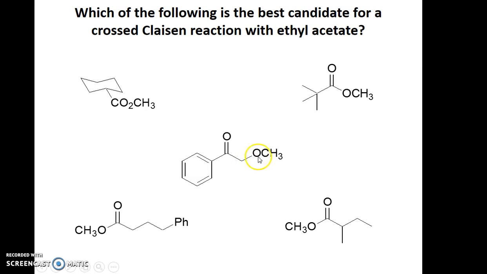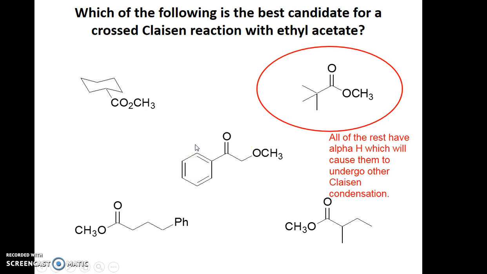And this is really messed up because we've got a methoxy group there. That's going to stabilize a negative charge here. It's going to be a really great nucleophile. But if I look at this one, I can see there's 3 methyls there. That is not going to allow any deprotonation, and so only one Claisen reaction can occur, with the ethyl acetate being the nucleophile. So this is the best candidate. All the rest have alpha hydrogens.